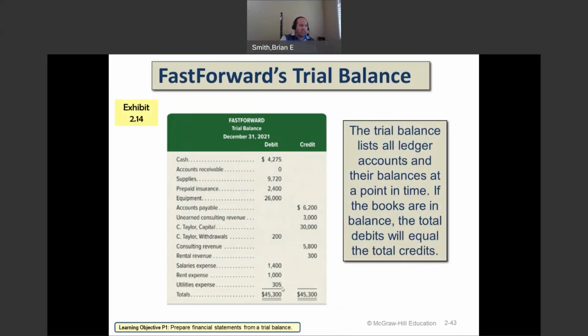So all of our debits are listed, all of our credits are listed. We see that we balance. Notice here again that we have our revenues and expenses at the bottom. We have our capital accounts here, and then our liabilities, and then our assets. It's always listed this way: assets, liabilities, equity, revenue, expense, all the way down the trial balance.